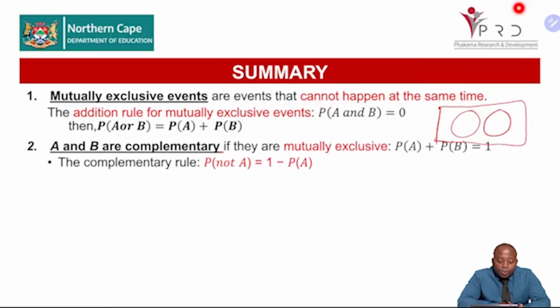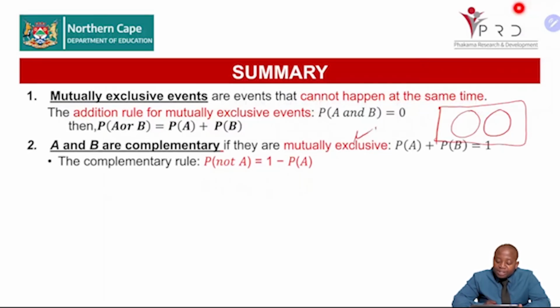Number 2, we focused on complementary events, to say A and B are complementary if they are mutually exclusive, meaning they cannot occur at the same time, and there is no intersection between event A and event B. Then the complementary rule is the probability of A plus the probability of B is equal to 1. The complementary rule also says P not A, the probability of A not occurring, is equal to 1 minus the probability of A occurring.